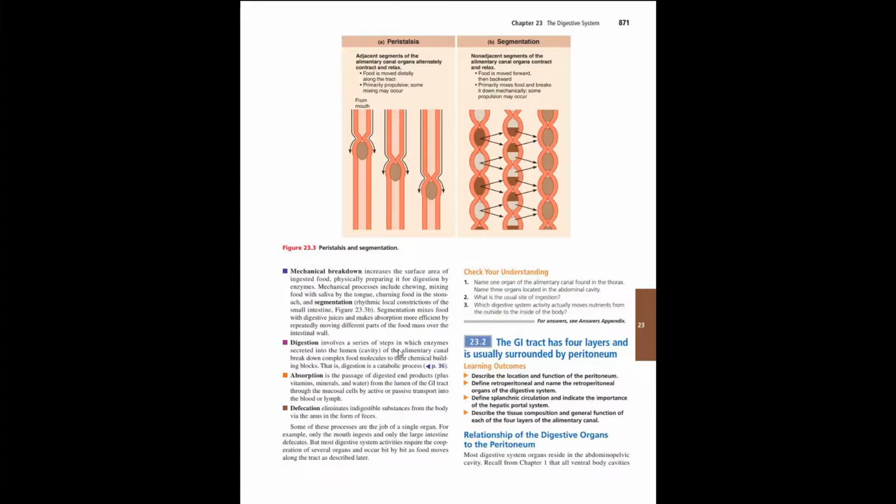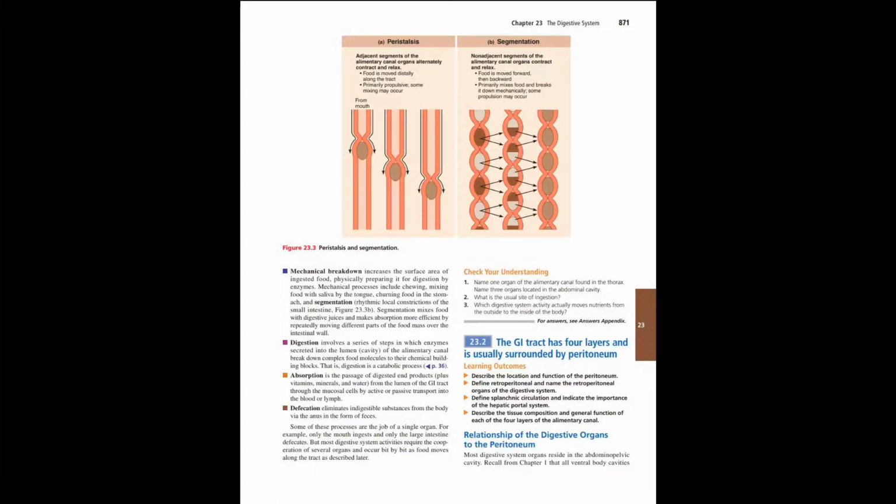Some of these processes are the job of a single organ. For example, only the mouth ingests and only the large intestine defecates. But most digestive system activities require the cooperation of several organs and occur bit by bit as food moves along the tract, as described later. The GI tract has 4 layers and is usually surrounded by peritoneum.